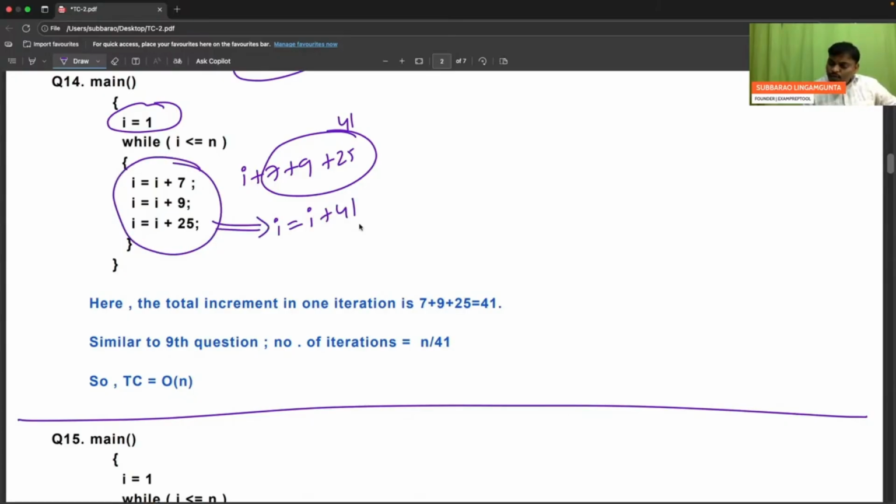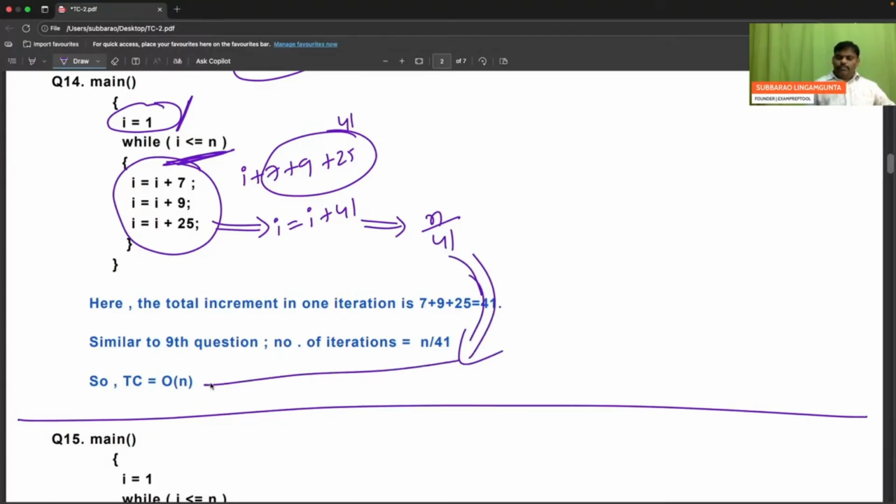So every time you are incrementing by 41, and remember you already started with a small number. You are always incrementing by 41, increasing, and at some point the condition becomes false. So the answer is going to be n by 41. The time complexity of this program is n by 41, which is nothing but order of n.